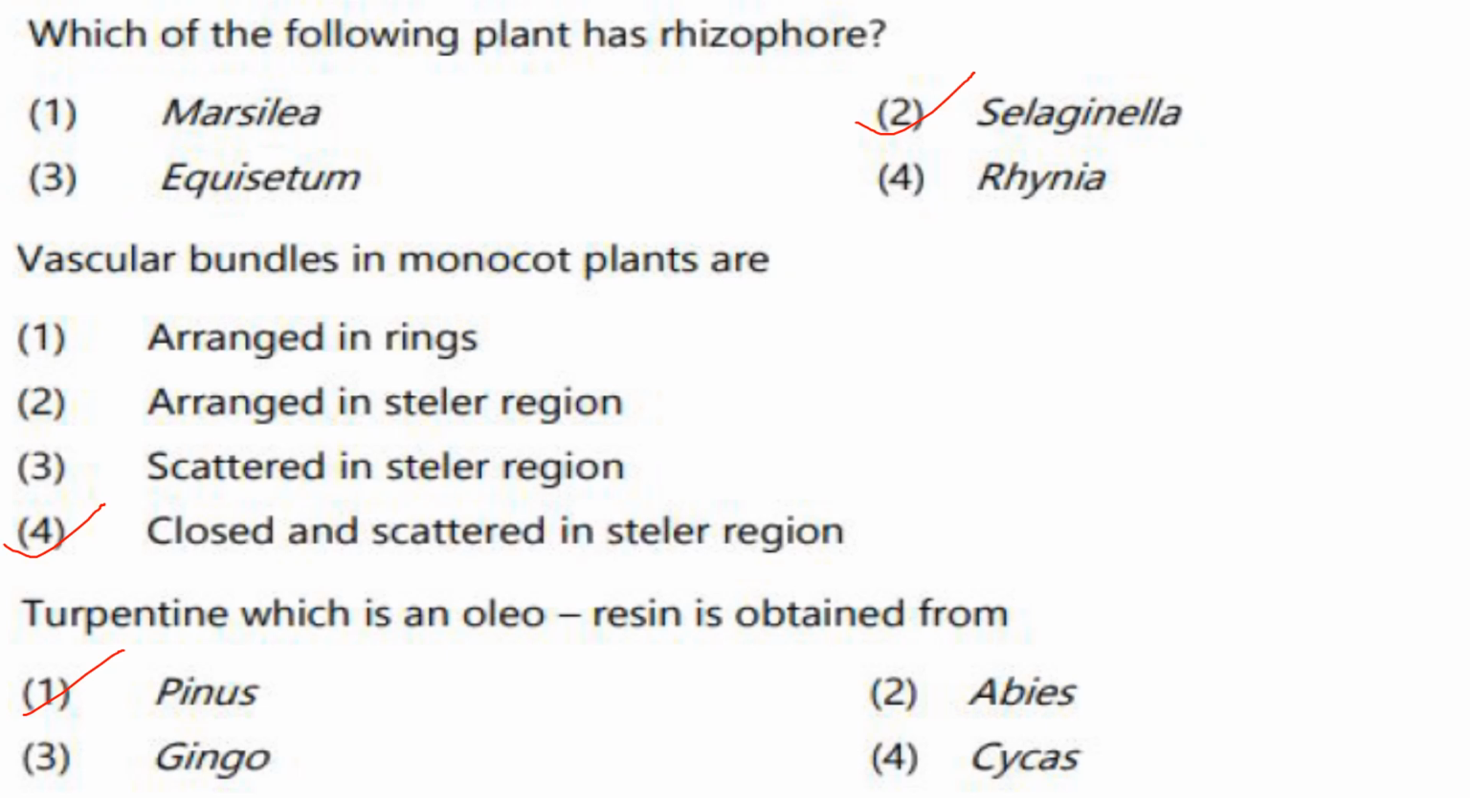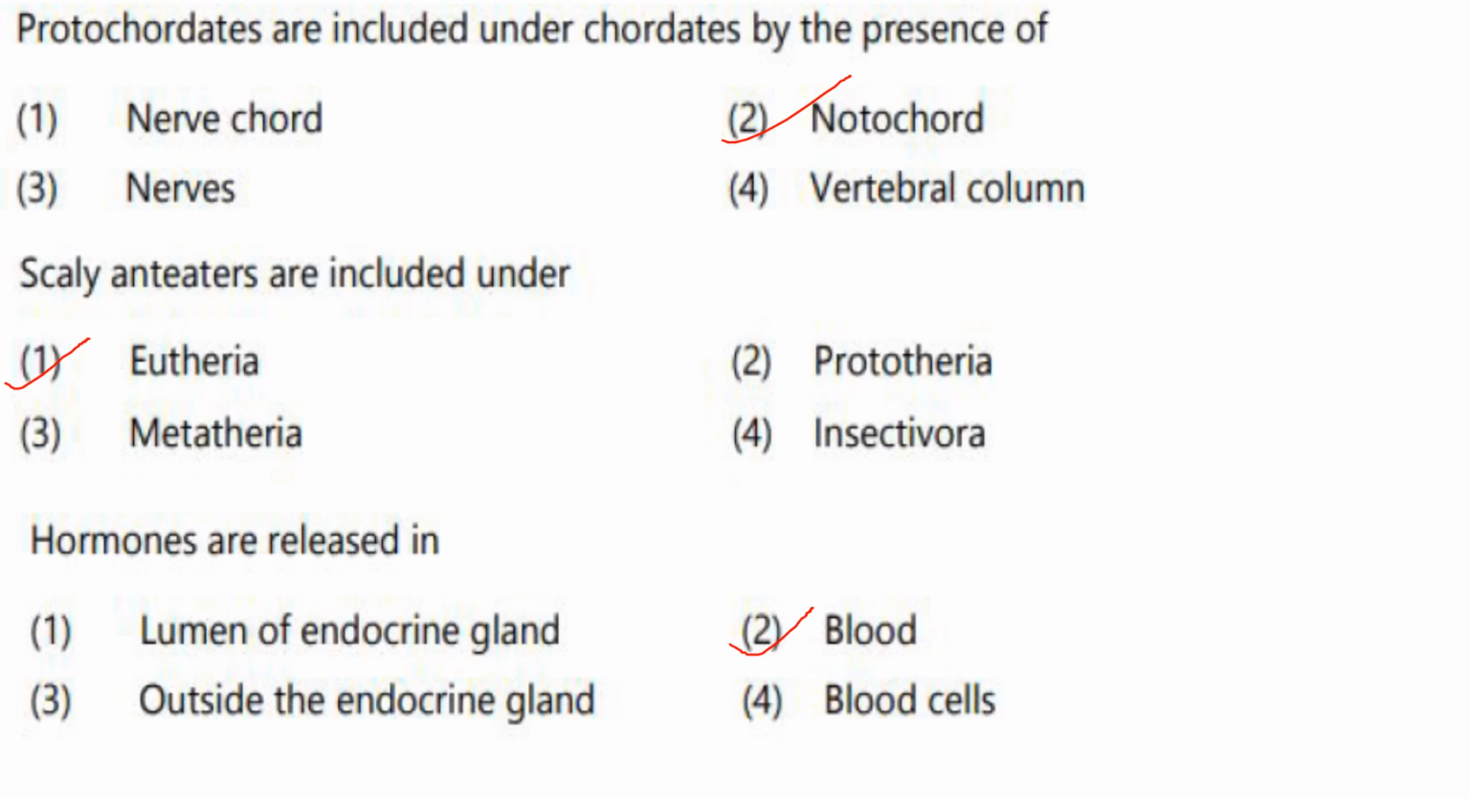Then next one. Turpentine, which is an oleoresin, is obtained from Pinus. Answer is option 1. Then protochordates are included under chordates by the presence of notochord. Answer is option 2. Scaly anteaters are included under Eutheria. Answer is option 1.